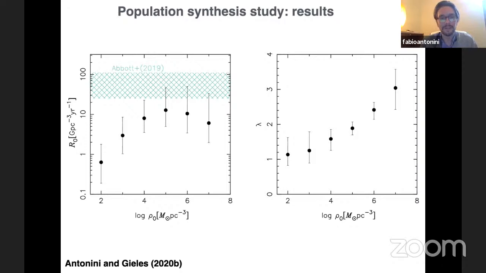And yes, I agree, this is very interesting, because if you kept going up, then the constraint would be weaker. Although, of course, cluster densities above 10 to the 7 solar masses per cubic parsec are not really realistic densities. But the reason is that, again, for the largest densities, most of the mergers start to happen before you enter the LIGO observable volume.